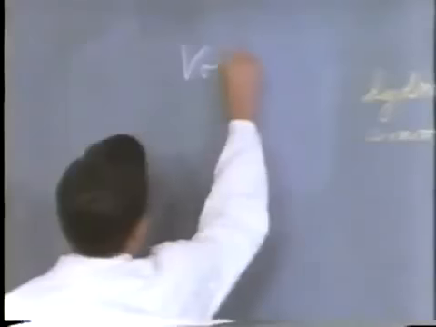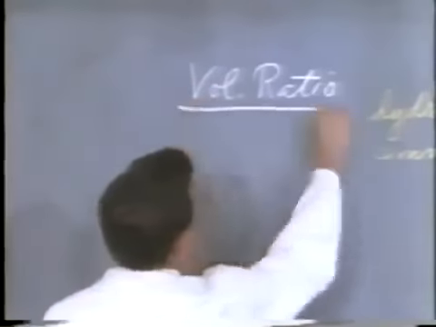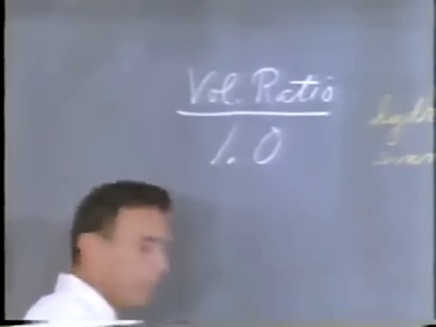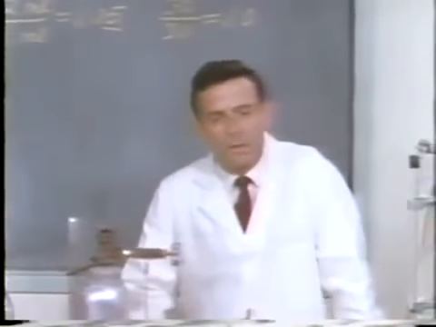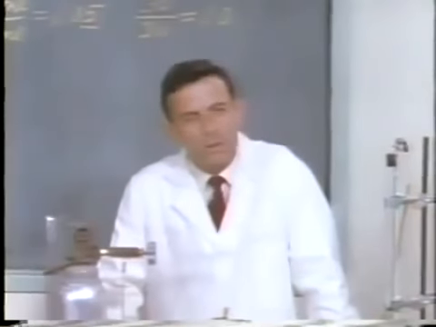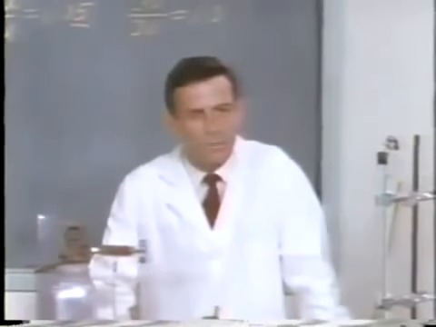The volume ratio is, on the average, 1.0. We have found that 1 milliliter of hydrogen chloride gas combines with just 1 milliliter of ammonia. Think what a simple result this is. It could lead us to wonder whether other gases combine in the same simple volume ratio.